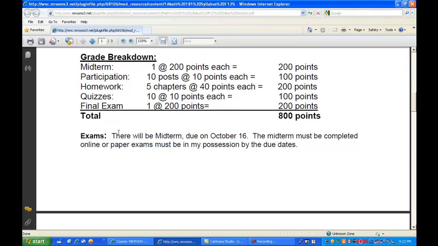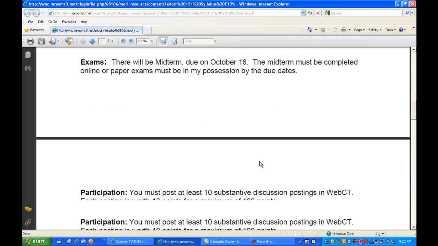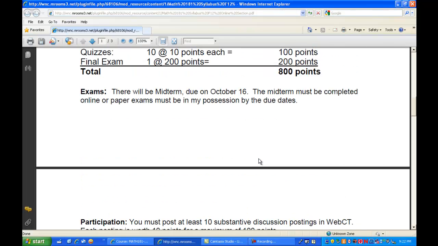There'll be a midterm. That's our exam. Then we'll have a final. So the midterm is due on October 16th. And it must be completed online or on paper. Paper exams must be in my possession by that due date. If you decide to do your exam on paper, you can earn partial credit where it's appropriate, but you only get one shot at the midterm or final.